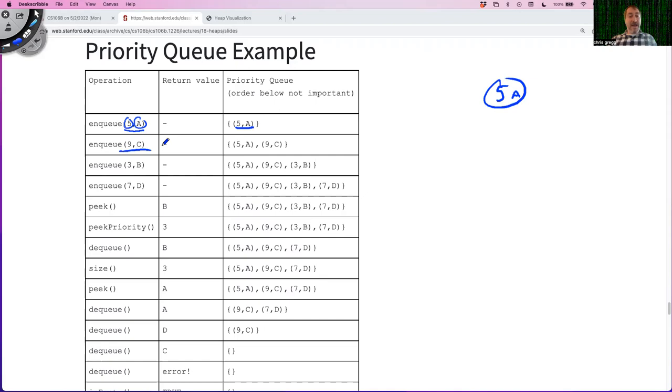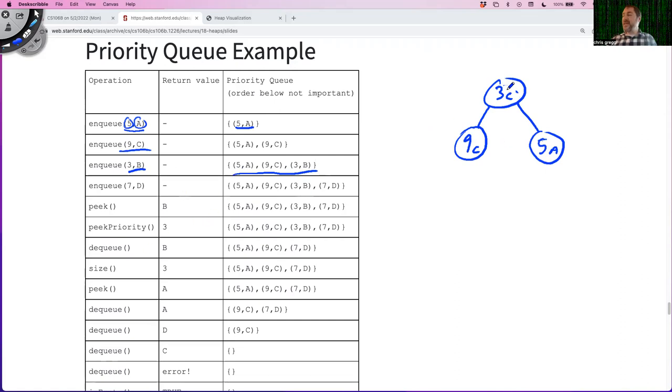Then we're going to enqueue nine with C. Well, nine, we're going to put it here. We're going to bubble it up, but it doesn't need to do that. Nine and C is going to be in there. Then we're going to enqueue three and B. Well, how's that going to work? Three is going to go here, and then we're going to need to bubble it up. So it ends up being five and A switches with three and B. And I'm just kind of drawing that out here. That's what we're going to end up doing with this thing.